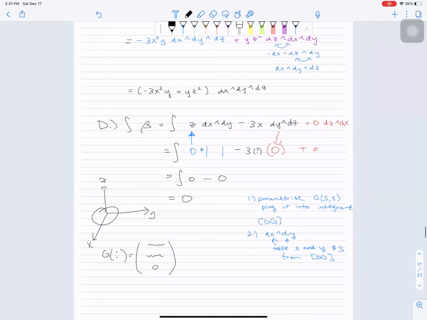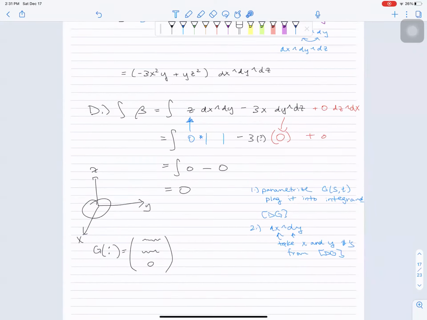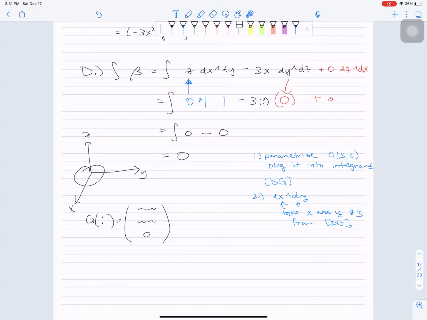Okay, any questions on 6? I have a quick question. If you were to parameterize this, what would your values for r and theta be? So I would.